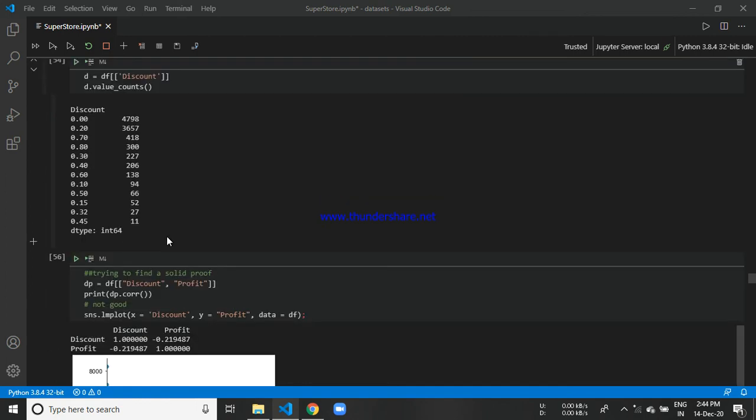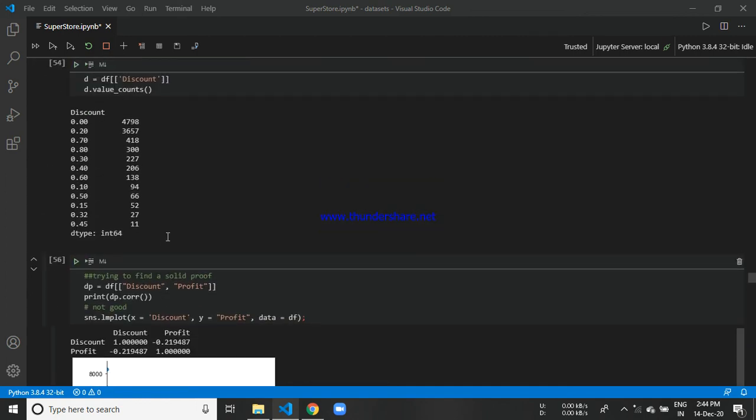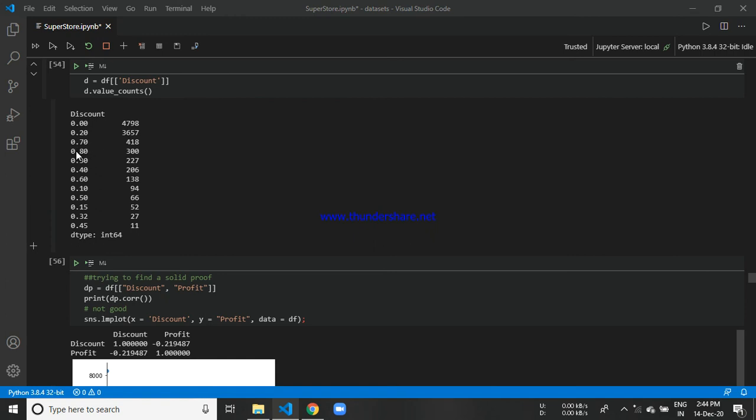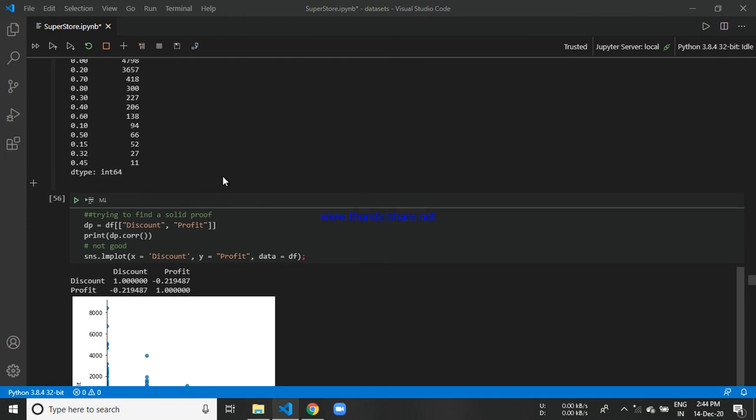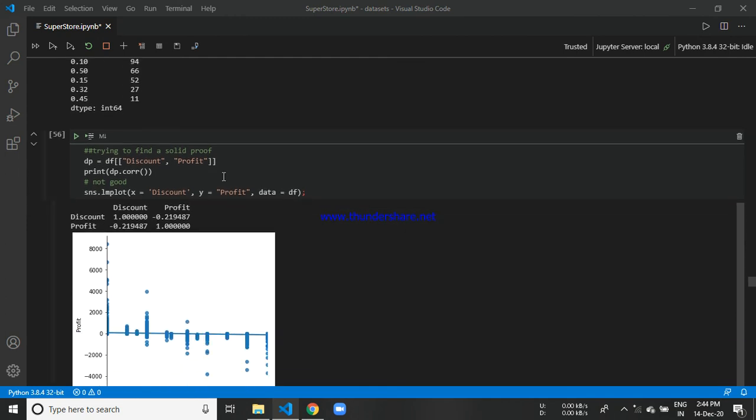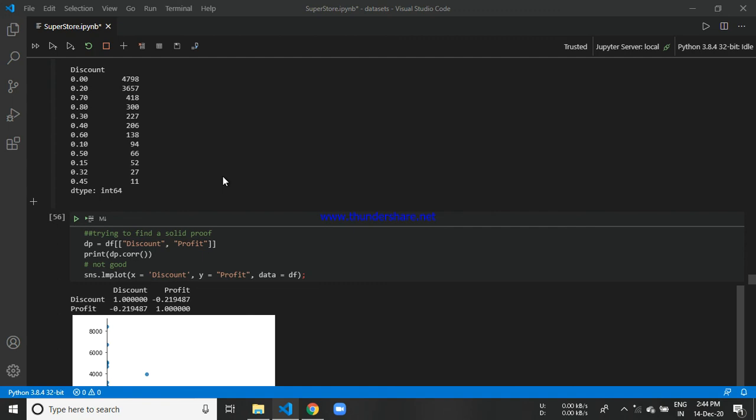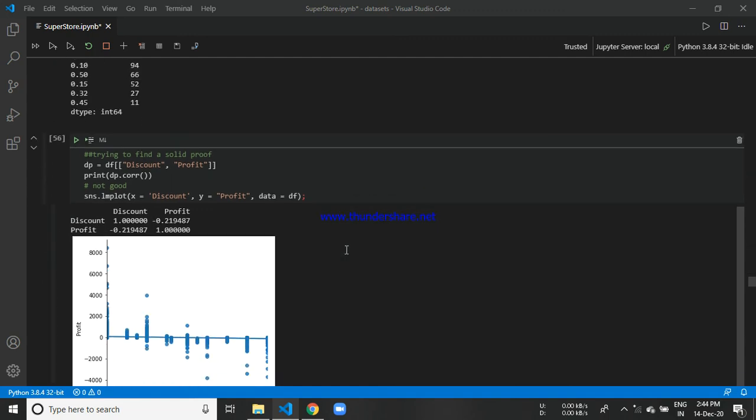Okay, so we can see that even the 80% discount has been given 300 times. So this is a serious concern. Let's see why the discount has been given. Discount could be given to increase the sales, to increase the profits, to increase the quantities sold. Okay, so we will look at the correlation of discounts with all these three factors.